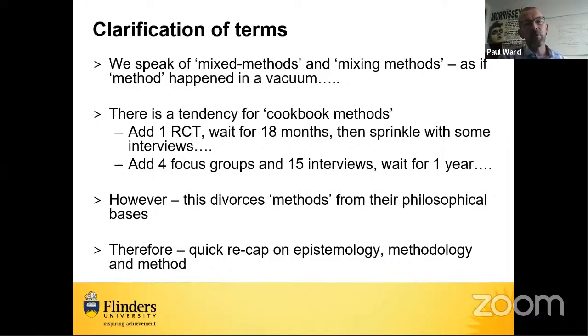When I'm talking about this, I want to clarify some terms. When we speak of mixed methods or mixing methods, what we talk about is the method. In Dini's presentation, she talked about a paradigm, or what I would call an epistemology, then methodologies, when she talked about phenomenology or grounded theory, and then method. So they're different levels of thinking. When we're talking about mixed methods, we're simply talking about the methods. Again, using a cooking analogy: add one randomized control trial, wait for 18 months, sprinkle with some interviews. It just feels like a recipe approach.